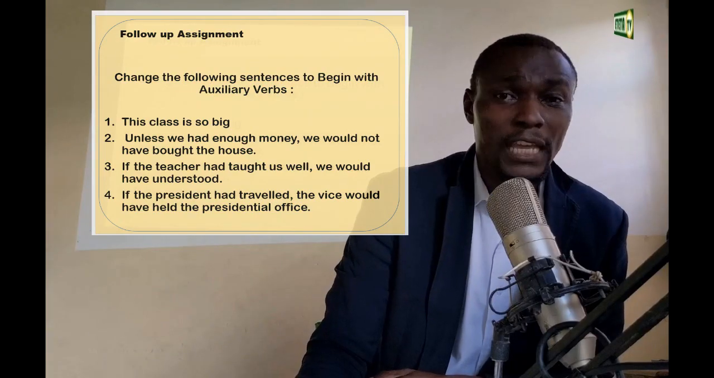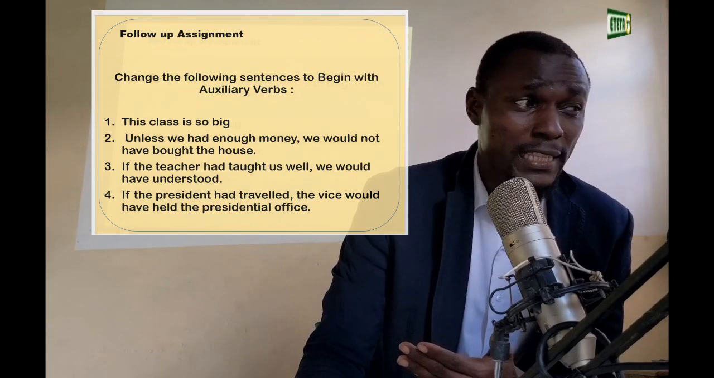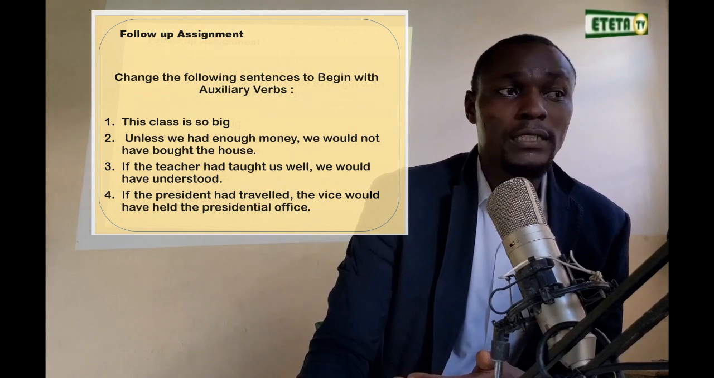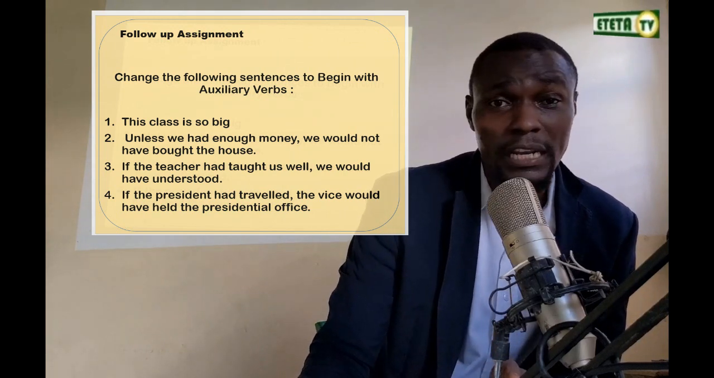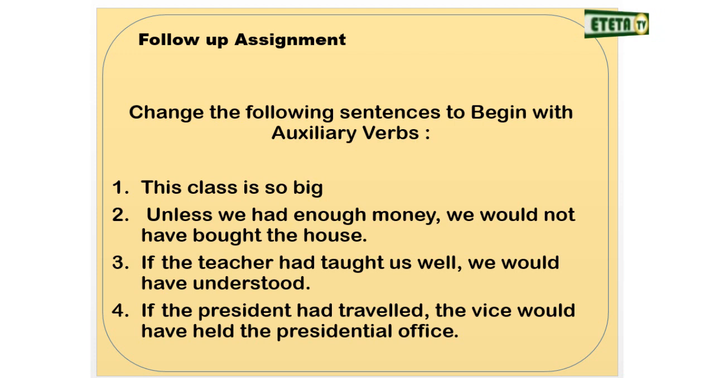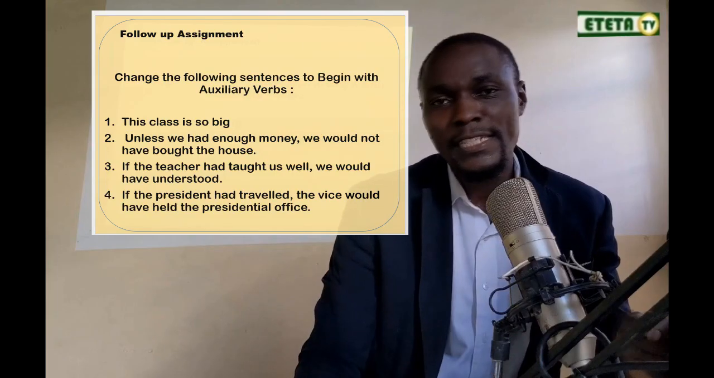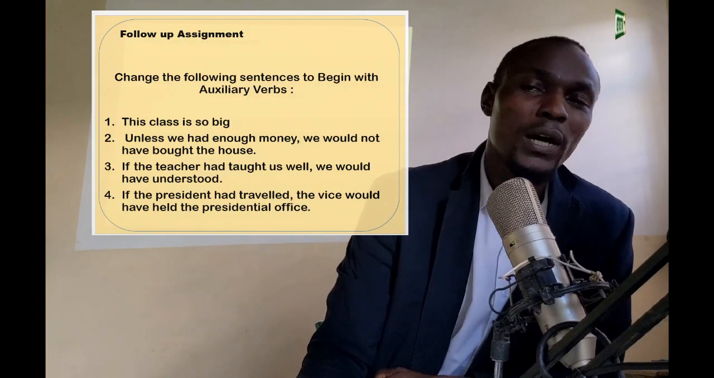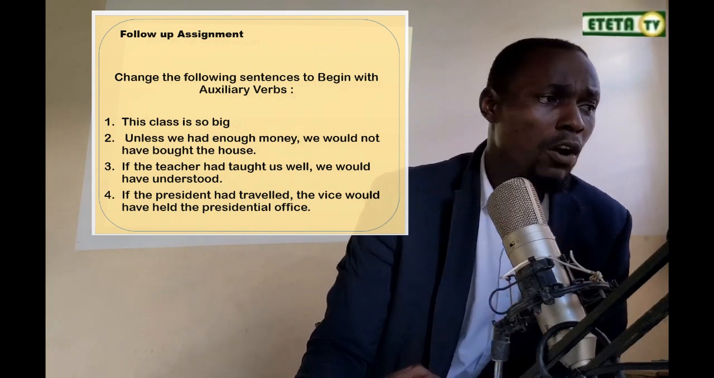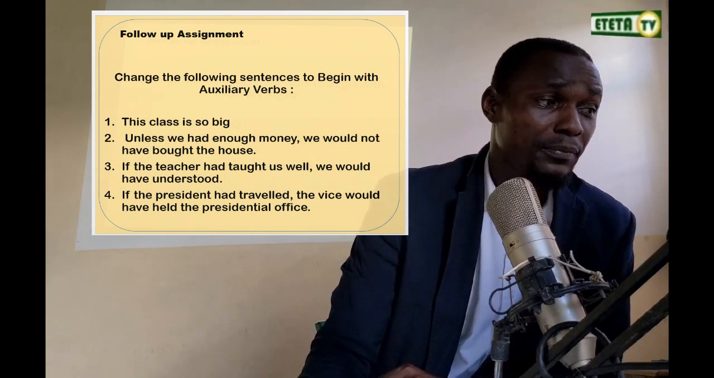We have our follow-up assignment. Please respond to this assignment by changing the following sentences to begin with an auxiliary verb. So apply verb inversion to these sentences. Sentence number 1. This class is so big. Apply verb inversion and send your responses on the WhatsApp number that displays on your screen.